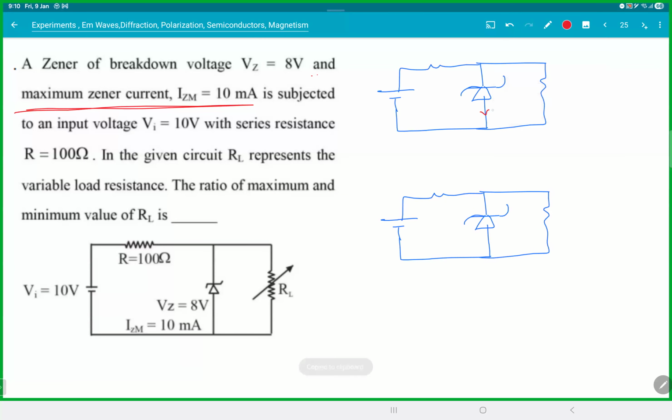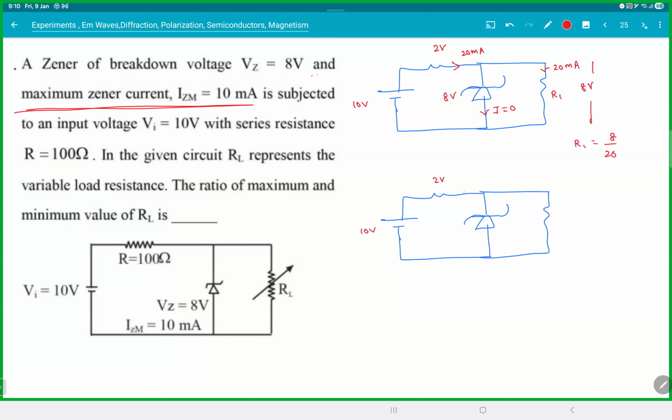So in the first case, you take current here as 0. But remember, this will still have 8 volts. If this is 8 volts, this is 2 volts. Then this current will be 2 by 100, 20 milliampere. That means all the current should pass through this 20 milliampere. But remember, this voltage is always 8 because the Zener diode will maintain the voltage. So R1 will be 8 by 20.